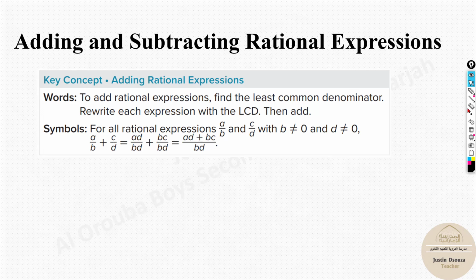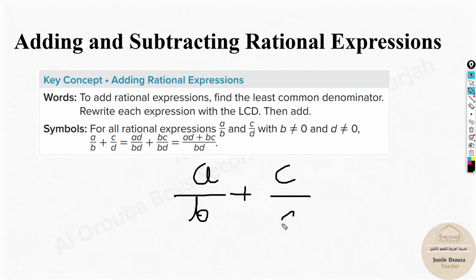Now here, let me just give you an example: a by b plus c by d. Now there are plenty of methods. The method which I will teach in these videos is supposed to be easy. It's much easier because you can use that method almost everywhere. It doesn't make a difference, but it's much easier to remember in the exam as well.